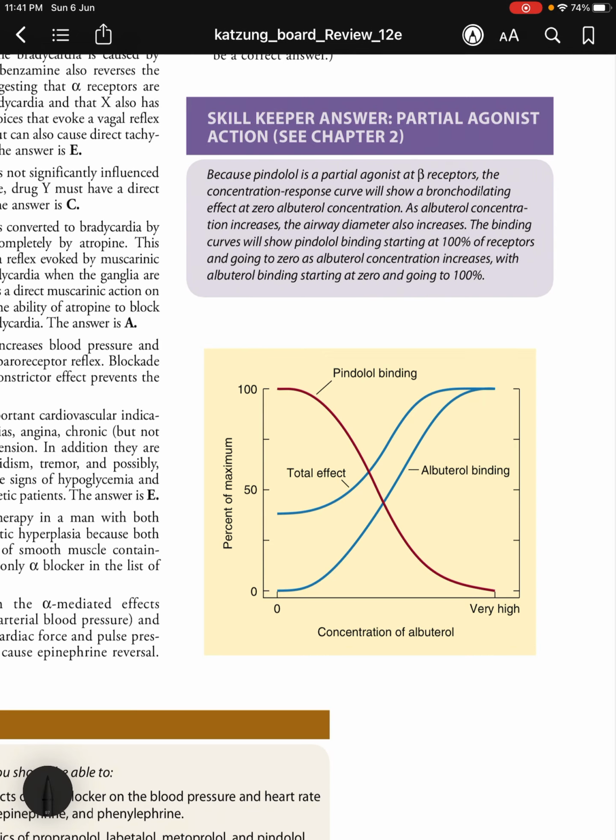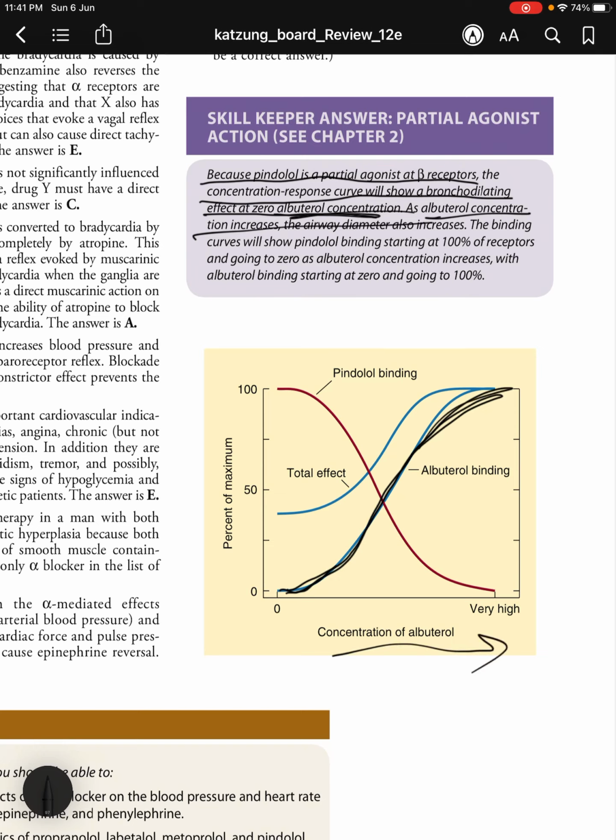Finally, coming to the graph, because pindolol is a partial agonist at beta receptors, the concentration response curve will show a bronchodilating effect at zero albuterol concentration. As albuterol concentration increases, the airway diameter also increases. Salbutamol, albuterol. The airway dilation also increases with increasing concentration of albuterol. Pindolol again sort of decreases the airway constriction.